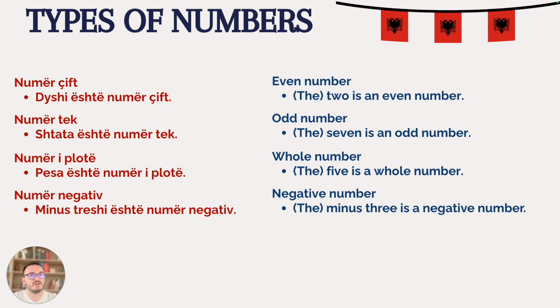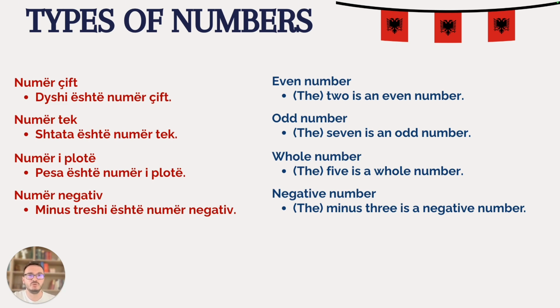Why have I put the there in the brackets? Obviously, in English, you don't say the 2. You say 2 is an even number, or you might say the number 2, or actually even just number 2 is an even number. In Albanian, I've put the just so you notice that in Albanian, we're using the definite.